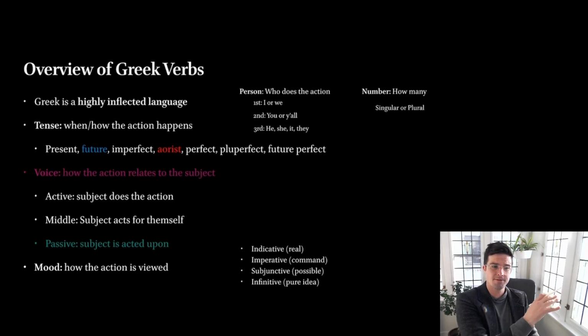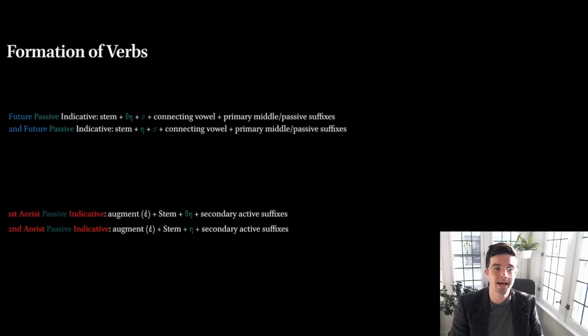So if you remember in the last few weeks, we've talked about how the future has a different passive form from its middle form. So the present tense, for example, shares a middle and passive. The imperfect tense also shares a middle and passive. The perfect tense shares a middle and passive, but the future and the aorist tenses have separate passive forms from the middle. And so what we get now is these different passive forms, the future and the second future passive, the first aorist passive and the second aorist passive.